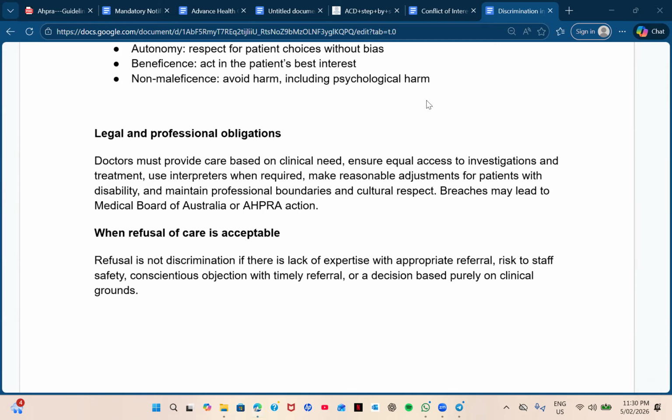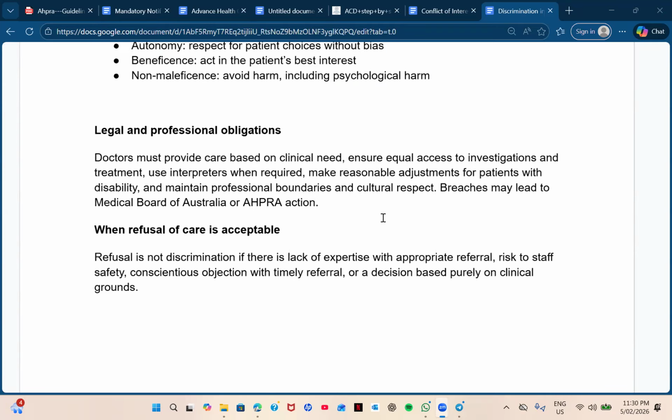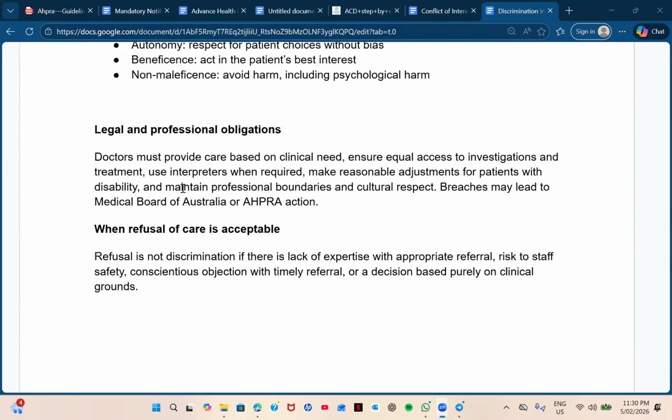Okay, thank you. So if a patient can't speak English and is asking for an interpreter, we should provide it, right? Make a reasonable adjustment for patients with disability, and maintain professional boundaries and cultural respect, right? Breaches may lead to AHPRA actions, right?